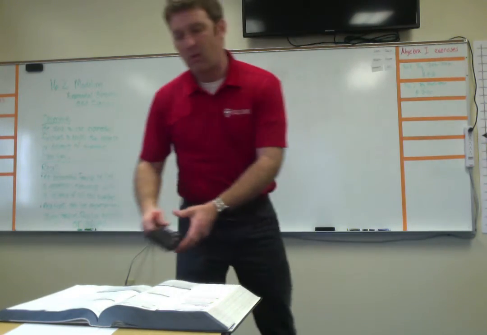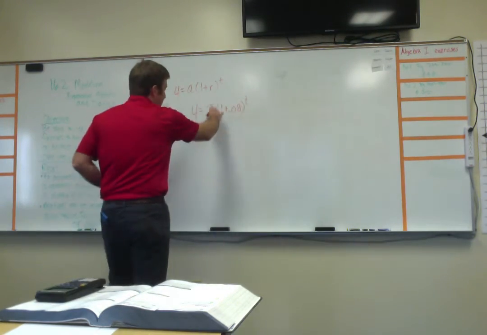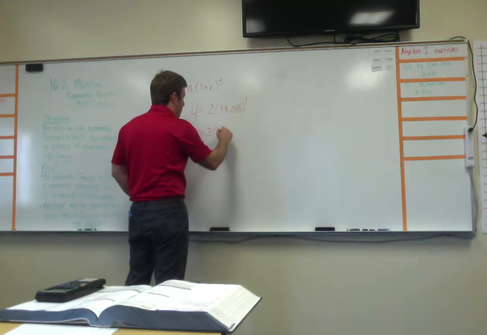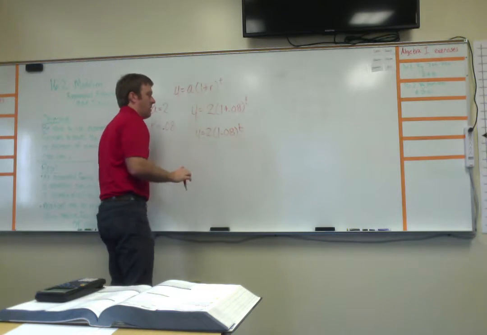So now we can simplify what's inside the parentheses to say y equals 2 times 1.08 to the t. I just added 1 and 0.08.